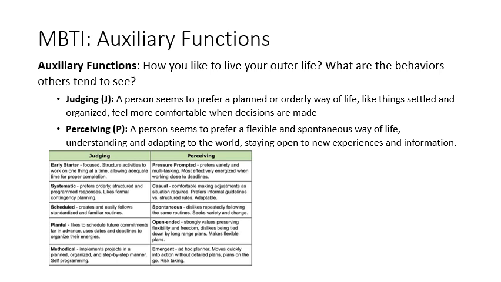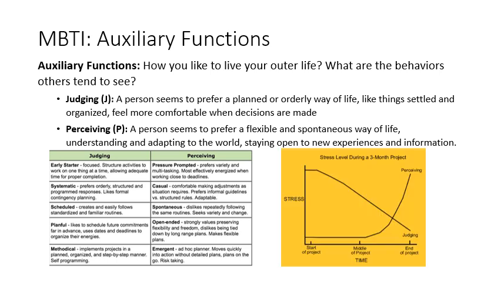They want variety and change. Open-ended. They like flexibility and freedom. They don't like being tied down by long-range plans. And emergent. They tend to move quickly without detailed plans and plan on the go. That leads to a little more risk-taking. And so you can see how the stress level goes.